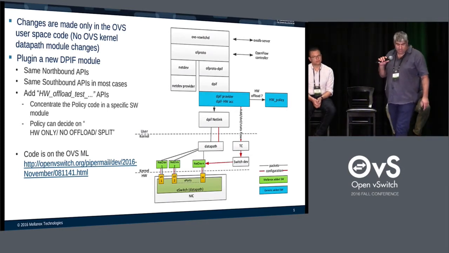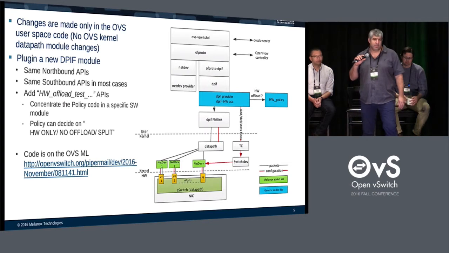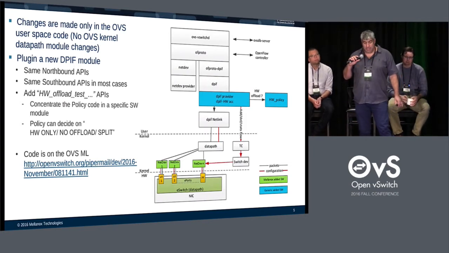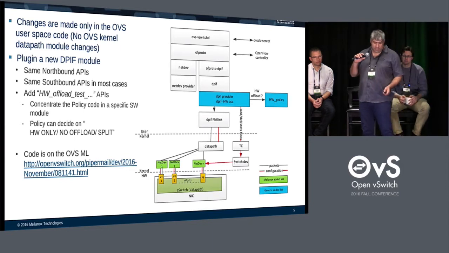So we already submitted it, and it was an RFC. Now it's code. It's just 10 patches, and it's already on the OVS mailing list. You're welcome to comment. So this is about the full offload.